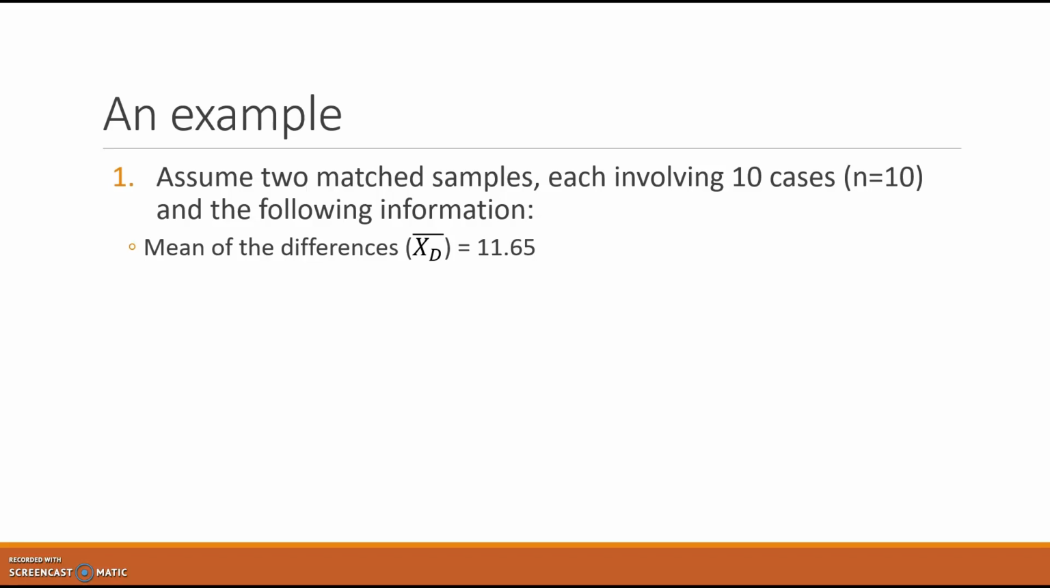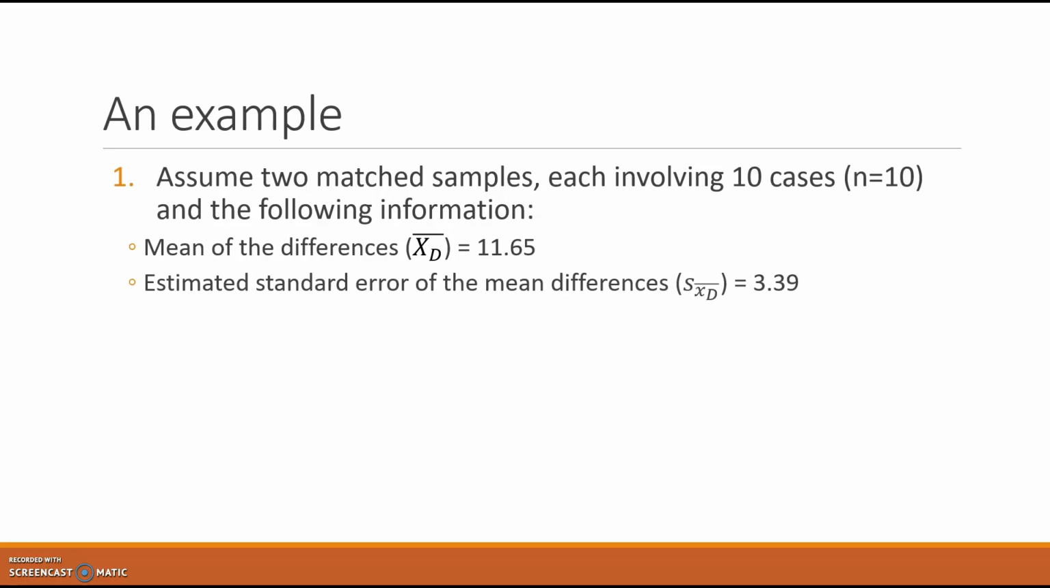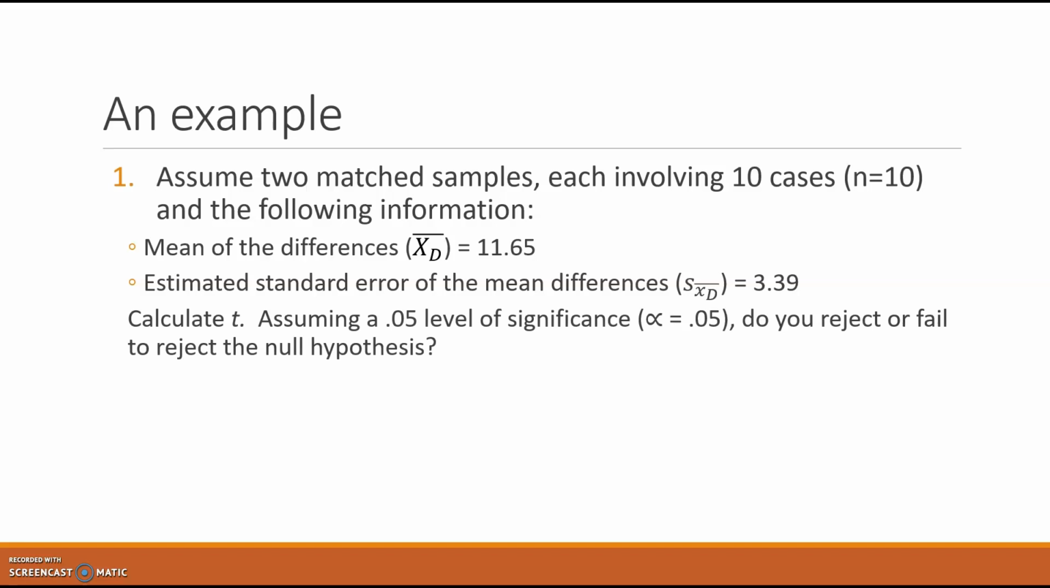So the mean of the differences, X bar sub D, is 11.65. The estimated standard error of the mean differences, S sub X bar D, is 3.39. Calculate t, assuming a 0.05 level of significance. Do you reject or fail to reject? This is probably going to look quite a bit like a question you're going to get. I mean, there may be one or two that require you to actually find the sum of squares and whatnot, but this should be pretty close to what you're going to get on the test.